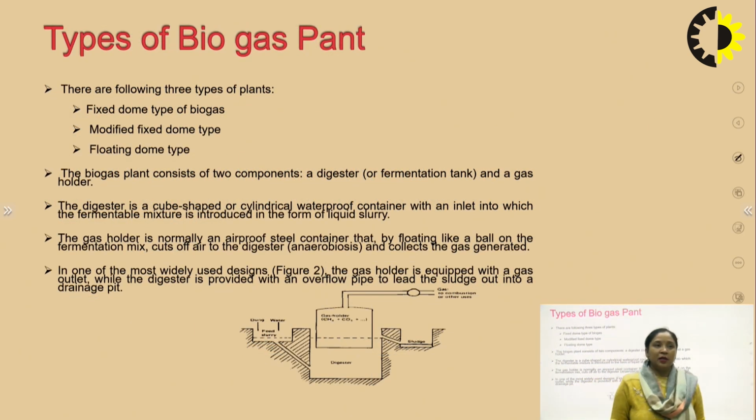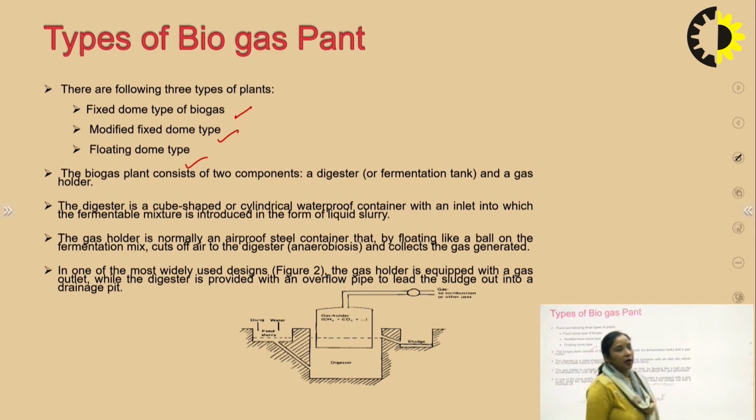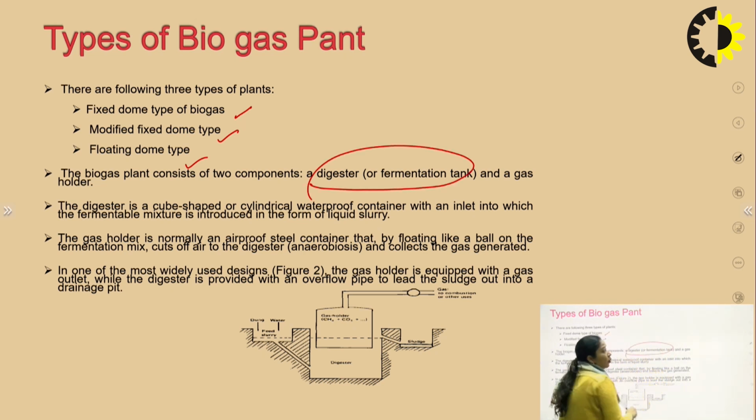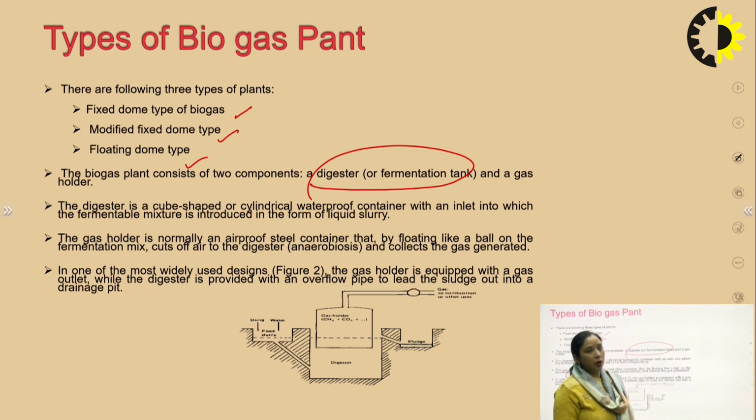Types of biogas plant. There are three types of biogas plant: fixed dome, modified, and floating dome. In the fixed type, the biogas plant majorly has two things, a digester and a gas tank. A digester is a place where the whole fermentation takes place, and the gas holder is the place where all the methane gas is transferred, and from the gas holder it is transferred to the household.